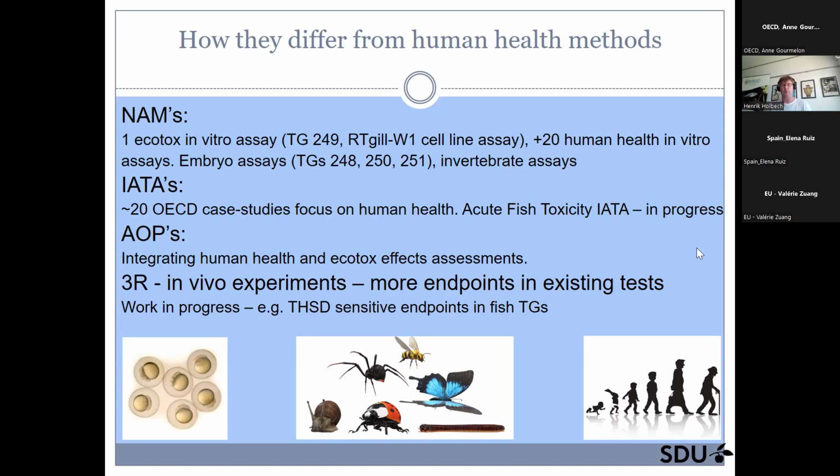But of course, much more should be done on this, on mechanisms not yet covered. And here I especially speak about the endocrine disruption part.